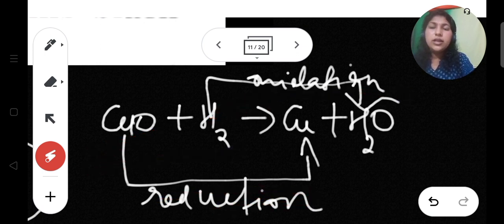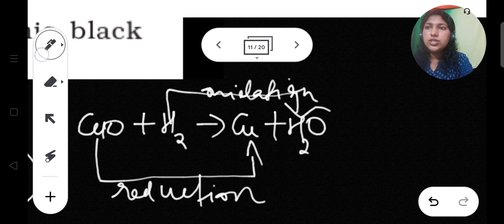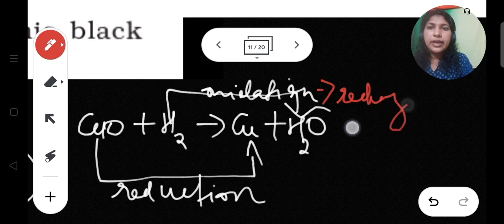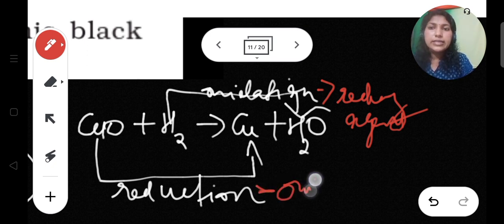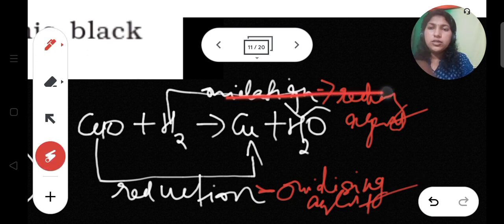The reactant that undergoes oxidation or reduction is said to be oxidized or reduced. Copper oxide undergoes reduction and hydrogen undergoes oxidation. When oxidation takes place, the reactant is the reducing agent. When reduction takes place, the reactant is the oxidizing agent. So oxidation takes place, reducing agent; reduction takes place, oxidizing agent.